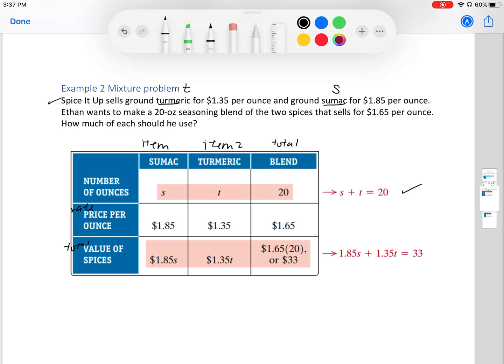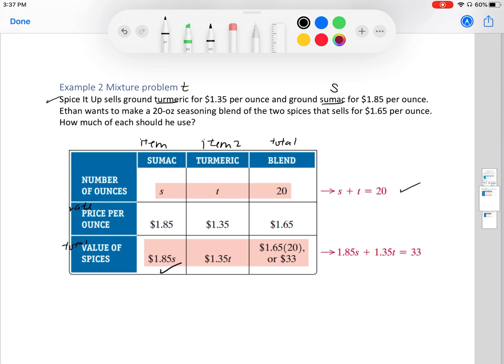Now we have to consider the price. The price of sumac is 1.85, so we have 1.85S, like here. Oh, S is for sumac. And turmeric is 1.35, so 1.35T for turmeric. Now here is where it gets tricky.